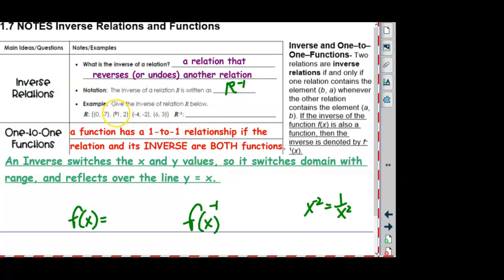So with that helpful hint, can anybody tell me what they think might happen to these ordered pairs? 0, negative 7 is going to become, yep, you're just interchanging or switching the x and the y. Negative 1, 2 will become 2, negative 1. Negative 4, negative 2 will become negative 2, negative 4. And 6, 3 would become 3, 6. And I wrote that way too big to fit in there.